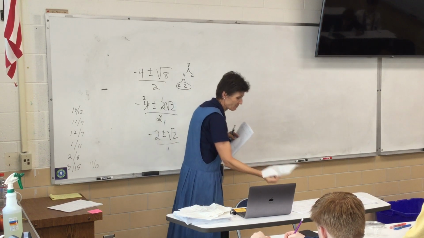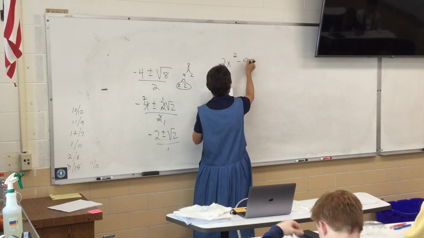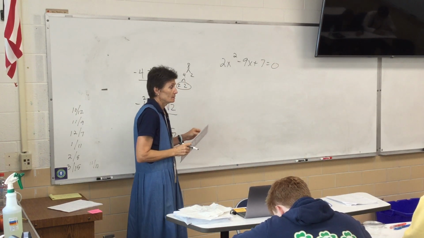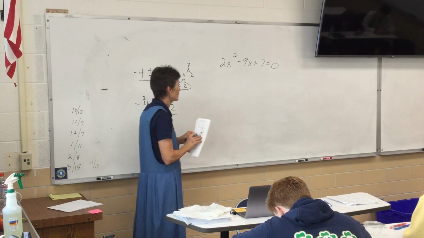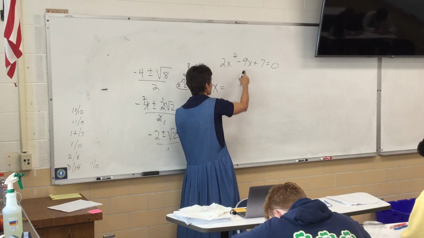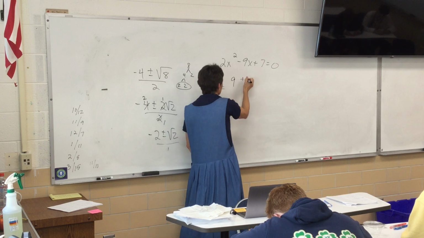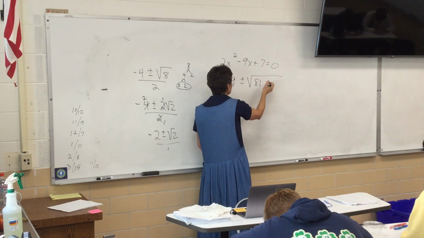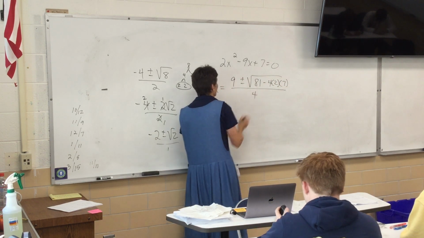Ethan says this might factor. I don't know, but I'd rather just use the quadratic formula. So are the rest of you okay with that thought? Yes, ma'am. I think this one does factor, but if you don't want to mess with it or take the time to try, we can do our quadratic formula. So x equals positive 9 plus or minus the square root of 81, 9 squared, minus 4 times A times C, all over 2A.